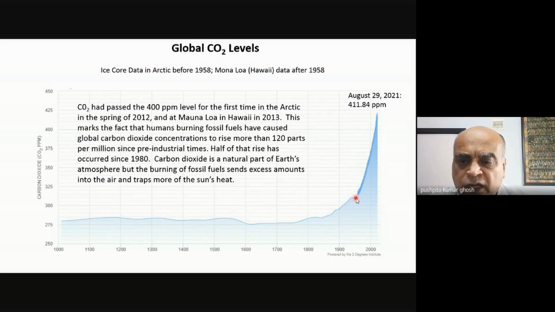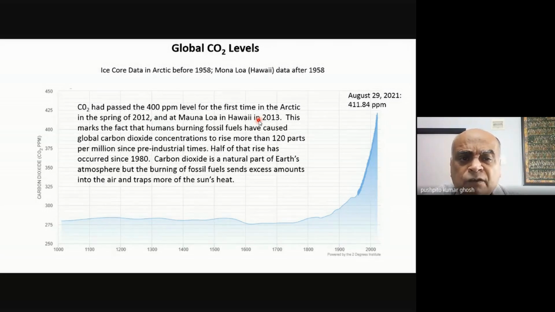And of course, now there is no issue because you can directly monitor the carbon dioxide in the atmosphere. So we can see this, and it says something very significant here: CO2 had passed the 400 ppm level for the first time in the Arctic in the spring of 2012, and at Mauna Loa in 2013. So both locations, more or less, got a convergence. So they knew that these numbers are right.